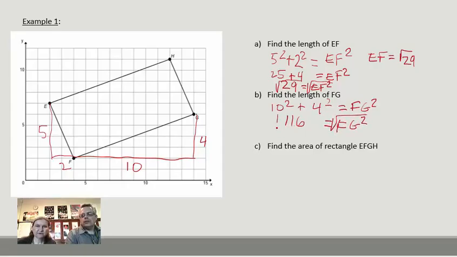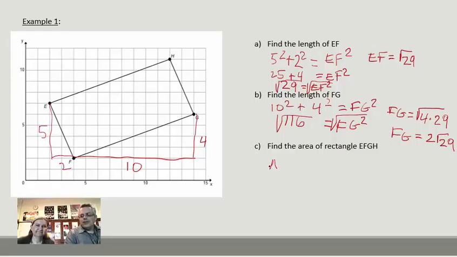Take the square root, and can we simplify that? We can. 4 goes into it. 116 divided by 4 is 29. So 4 times 29. If I simplify, FG is equal to 2 square root of 29. All right, let's find the area.